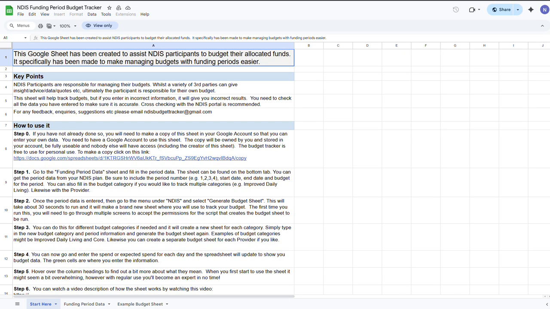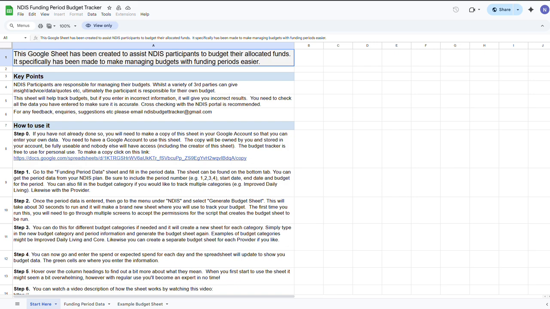Anyone who is getting a new plan or a reassessed plan will automatically go onto the funding period system. If you've got an existing plan, they will not be changing over straight away. You'll have to wait until you get a new plan or a reassessed plan to switch over to this funding period system.